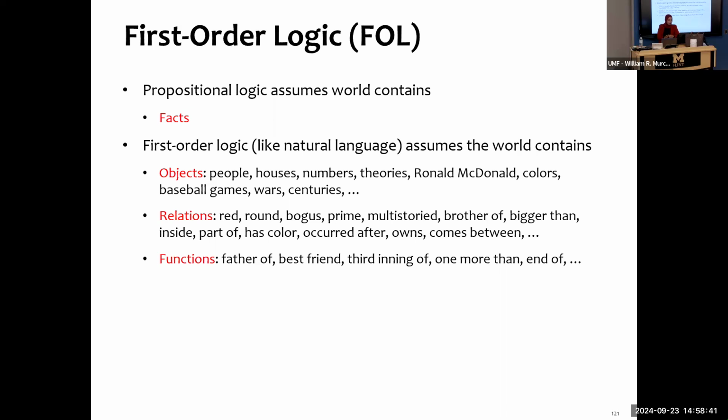In order to go to first order logic: propositional logic only assumes the world contains facts. I love you, this is a fact. But if we move further, first order logic, like natural language, assumes the world contains objects. It's you, it's I, it's people, houses, numbers, or whatever. Relationships between these, for example, around, prime, so whatever verbs could be used, and functions. I love you because you are my students, I'm your teacher. Here, a function means the relationship that is between two objects, let's say.